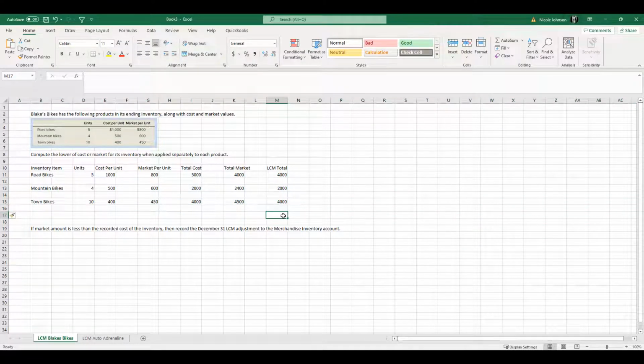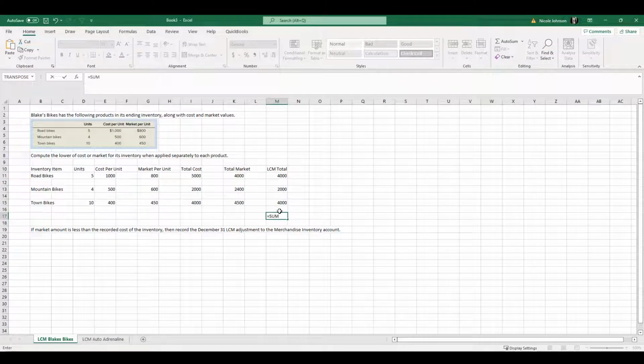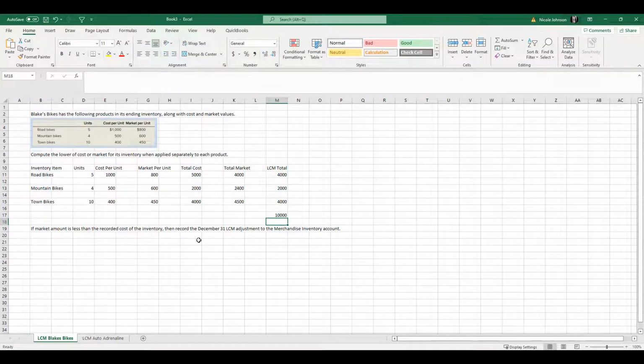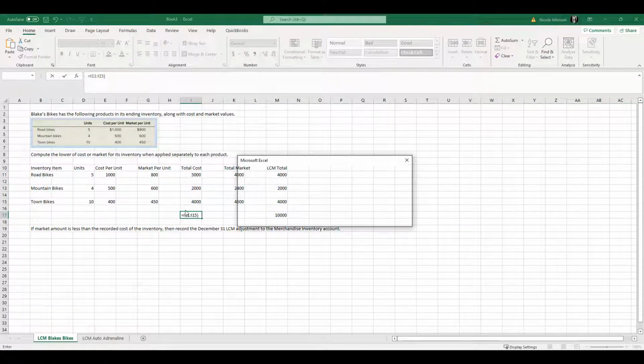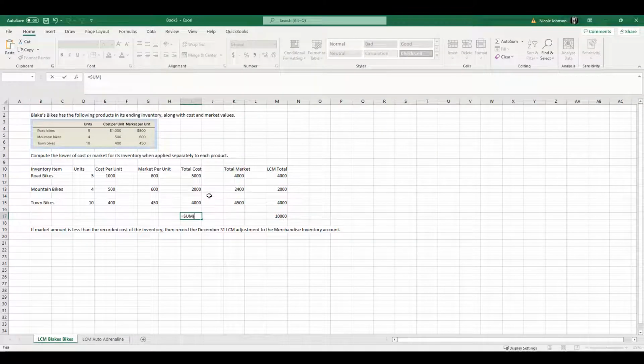All right, so for our total, we just need to add up the lower of cost and market total. This through this. And we also need to know our total cost. Yeah, I hear ya. My formula's wrong. There we go. This.